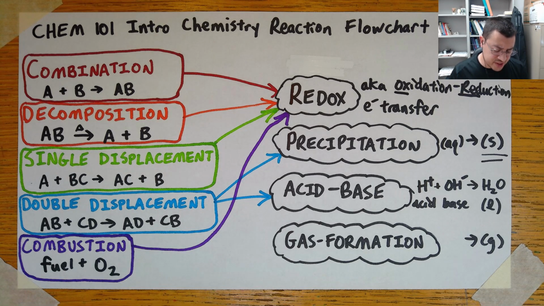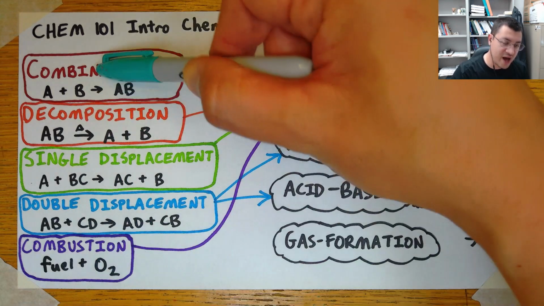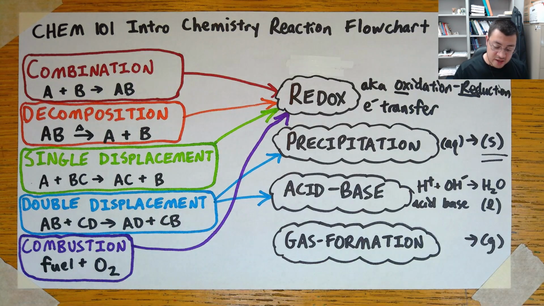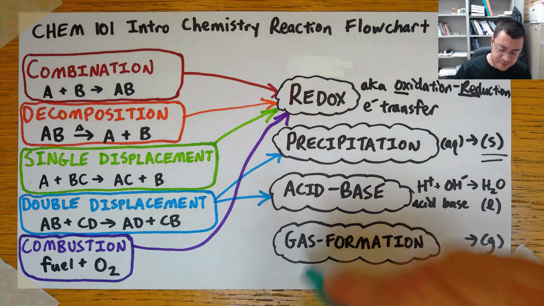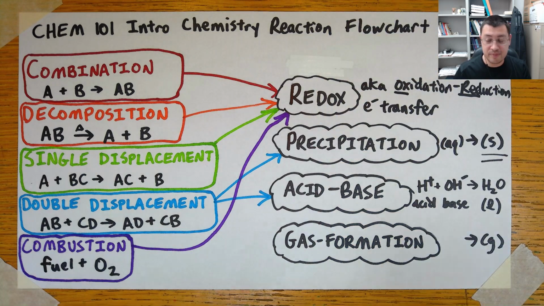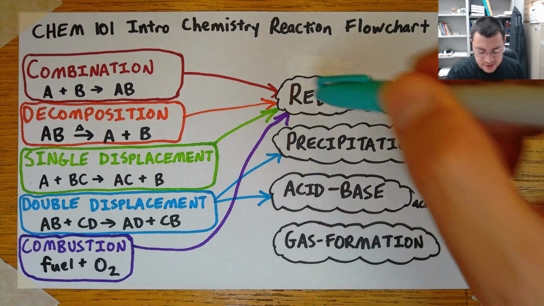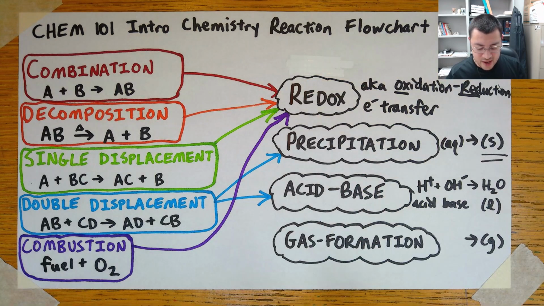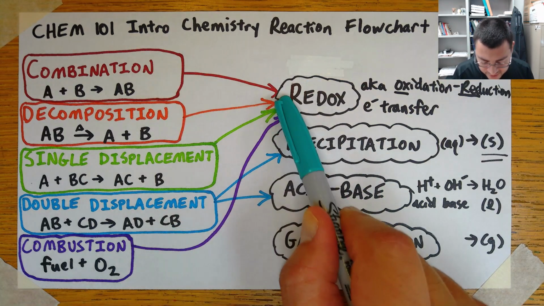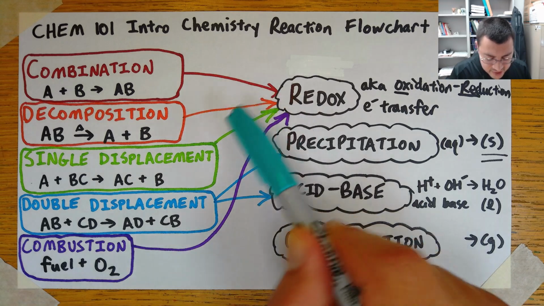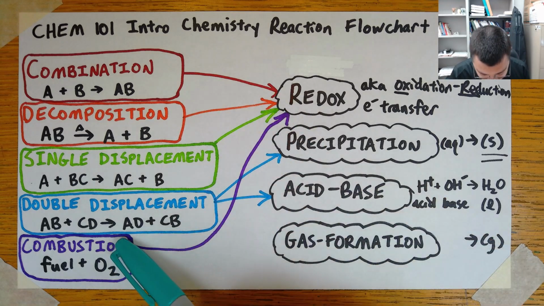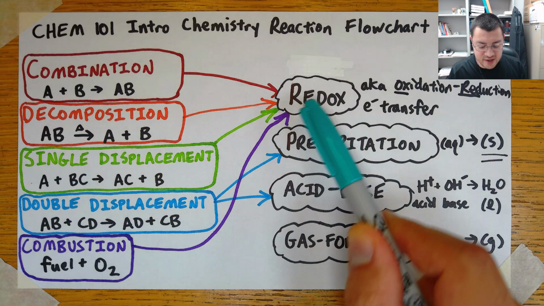So my experience teaching 101 is almost all the reactions we cover will fall into one of these 5 reaction classes. Now there's these other reaction type labels that apply to many of the reactions as well. So I made this flow chart here to see when these other labels apply. Now you can see that combination, decomposition, single displacement, and combustion all point at redox.